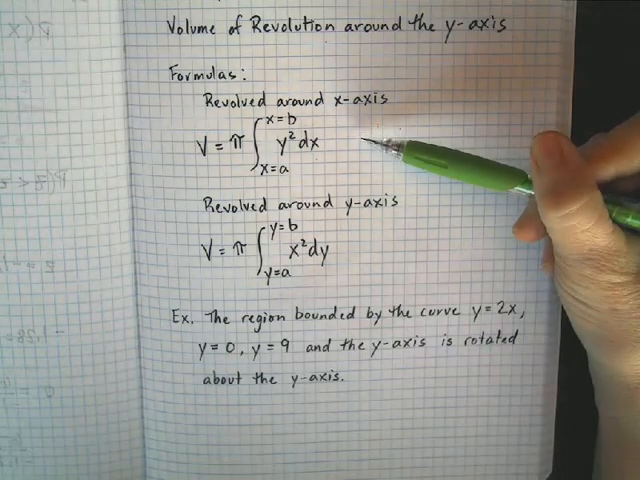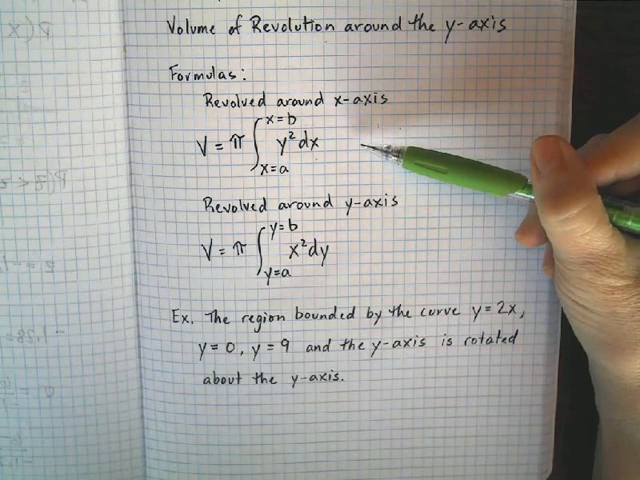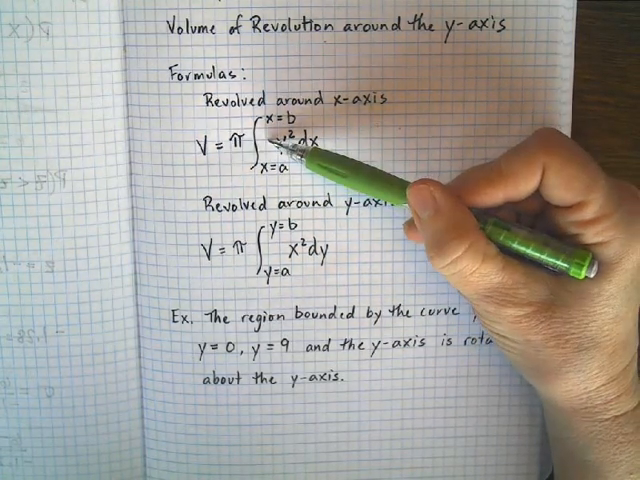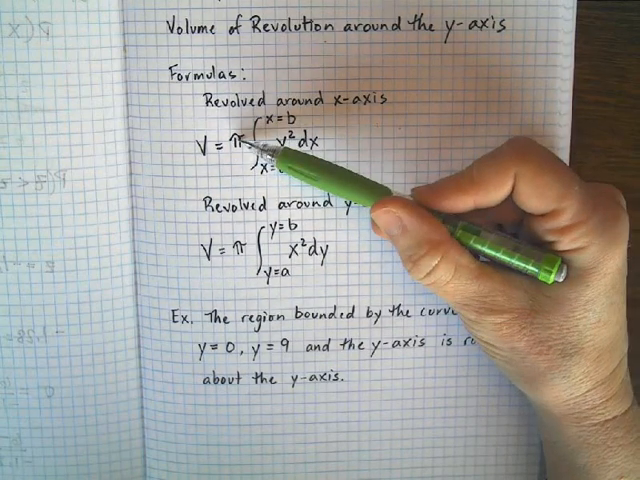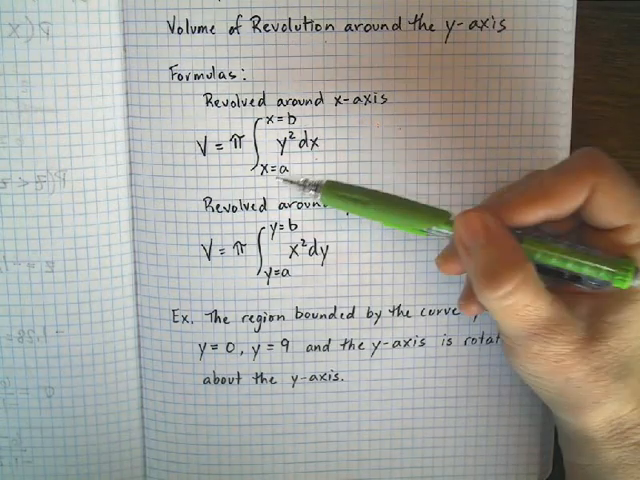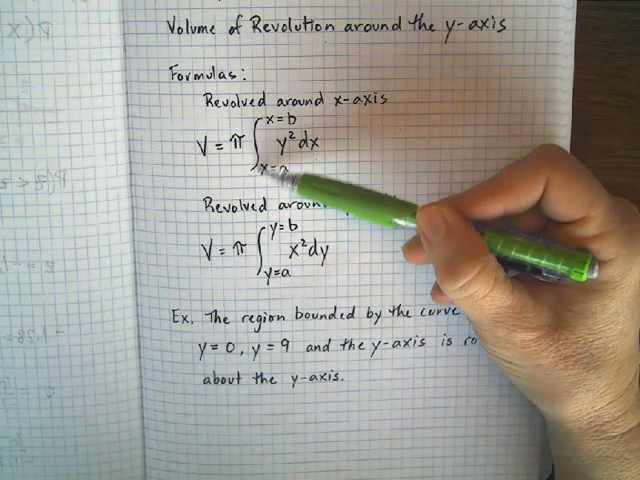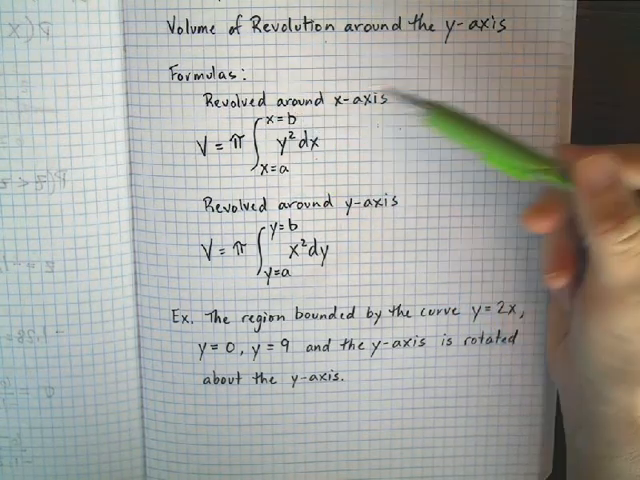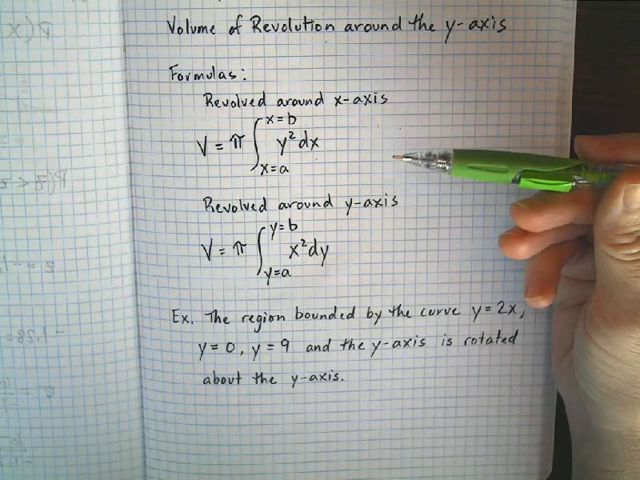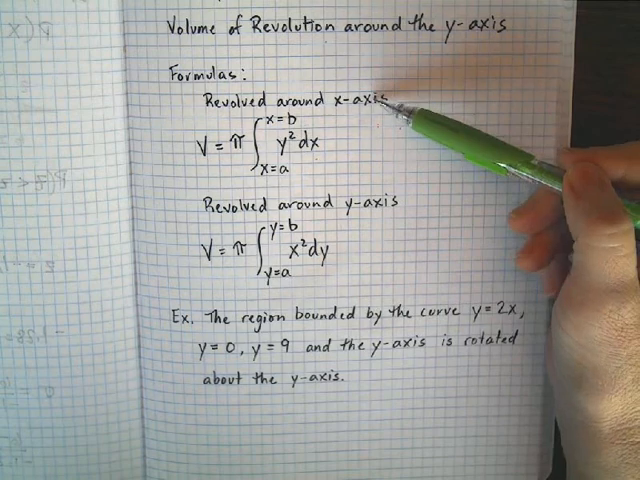This is the one that is in your formula packet, except that on the formula packet it has the pi inside the integral. But since that's a constant, I just move it to the outside. I find that's a lot easier. And also, this x equals a and x equals b doesn't show up on the formula packet because our formula packet is assuming we're only going to do revolutions around the x-axis.